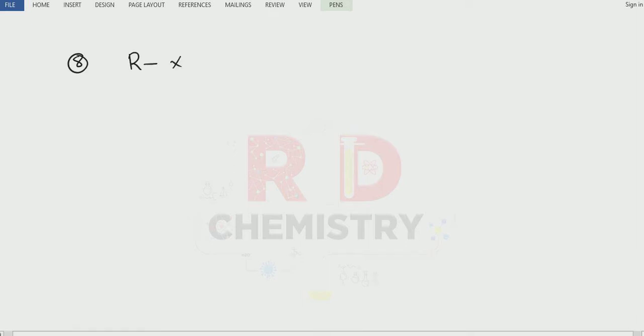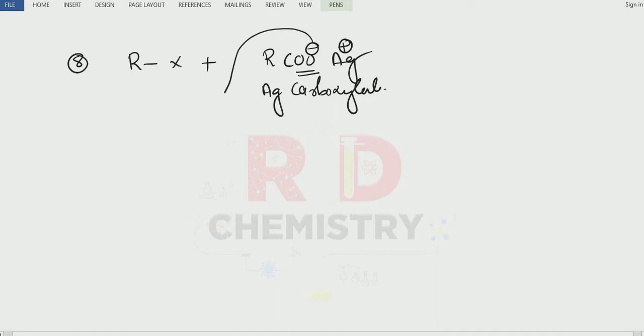Alkyl halide reacts with the silver salt of a carboxylic acid. Carboxylic acid is RCOOH, so I'll write RCOO minus. This is the silver carboxylate. So where is the nucleophile? Here it is. RCOO minus attacks the carbon of the R group and the halogen goes out. So the side product is silver halide.